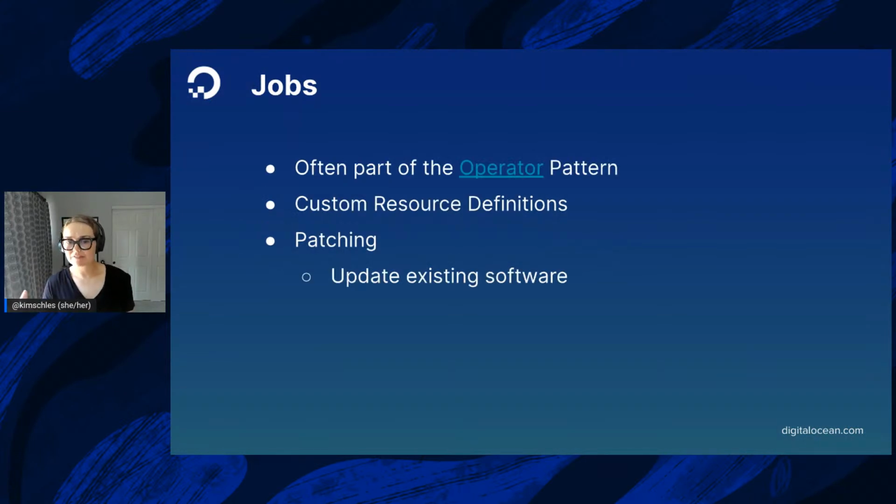So jobs, I think, are kind of falling out of fashion in Kubernetes. The reason is that they're often part of the operator pattern. I don't see a whole lot of one-off Kubernetes jobs. The operator pattern is when you create software that leverages the Kubernetes API and does its own cool thing. Same thing with custom resource definitions. A CRD is when you create your own Kubernetes resource, like pods or daemon sets, and Kubernetes can access and create that resource over and over. And the last place where I have seen jobs is patching. You're using that job to go in and update existing software that's running in your Kubernetes cluster. Those are where I've seen jobs in the last couple of months in Kubernetes.